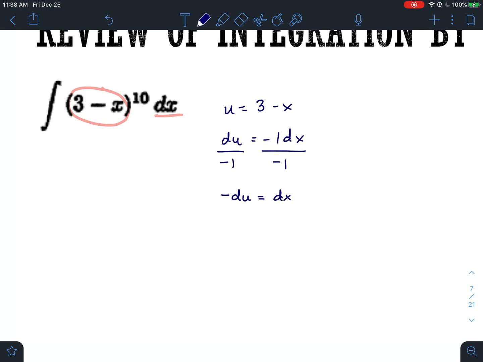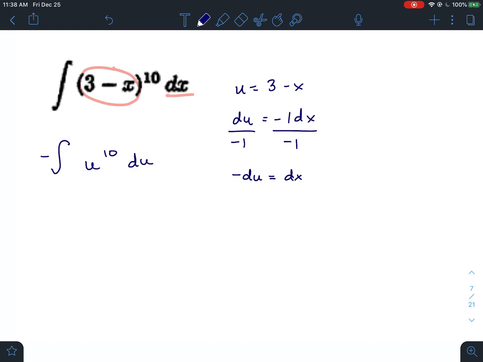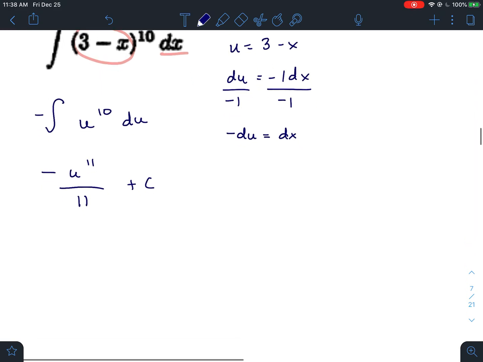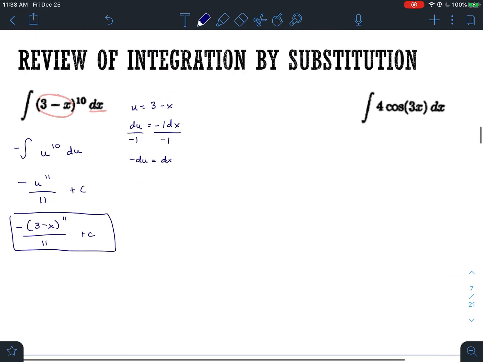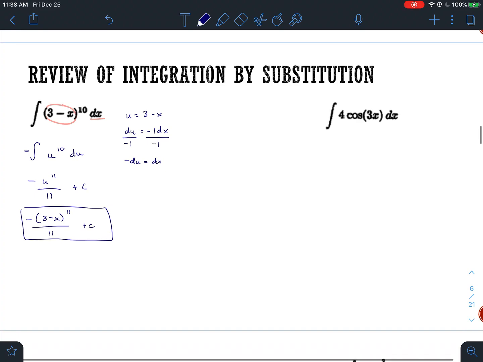So I'm going to substitute negative du in for the dx, and I'm going to substitute u in for the 3 minus x. So I'm going to pull out the negative from the negative du to the outside, and then I have u to the 10th, and then that dx will become negative du with the negative on the outside, and then du. And then when I find the antiderivative of that, I get u to the 11th over 11, and then plus c, and then substitute back in for the u, so you get negative (3 minus x) to the 11th over 11 plus c. And that would be the antiderivative of that integral.